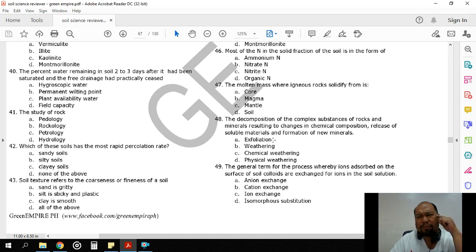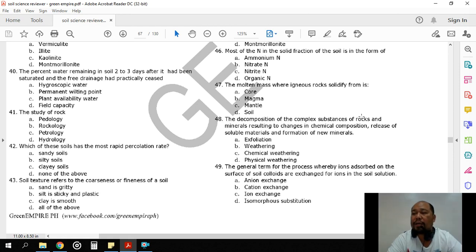This is a perfect example of physical weathering, letter D. Weathering, again, is a more general term. It can either follow the chemical pathway or the physical pathway. But for question number 48, the correct answer would be letter C.